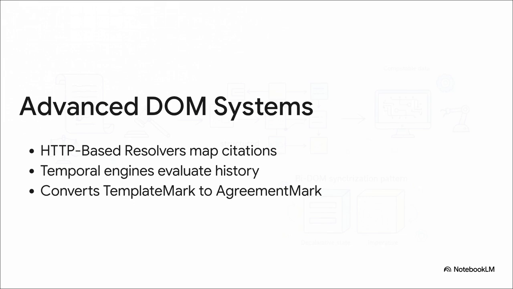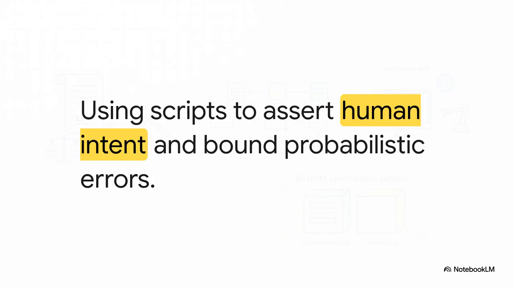We're using HTTP-based resolvers to create smart hyperlinks across different statutes. We're plugging in temporal version control engines that dynamically evaluate citations based on historical context, meaning you can instantly recreate the exact state of a law on any specific date in the past. And over in private contracting, human-readable templates like template mark can automatically convert into structured data, or agreement mark to power self-executing smart contracts. Ultimately, this highly structured legal DOM acts as what we can call a sovereign gate.